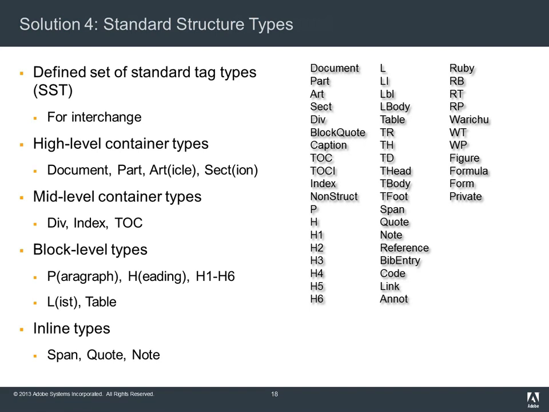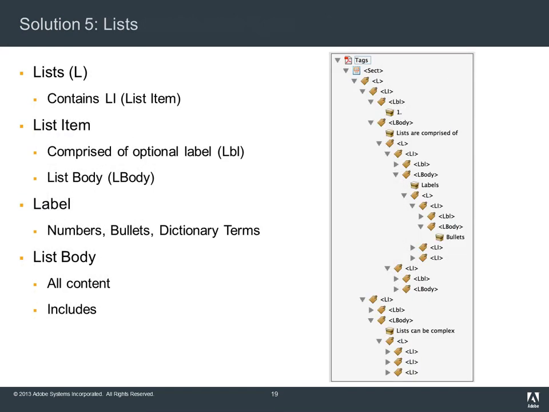But we have divs for non-structural segments of content, indexes, table of contents. At the block level types, we have paragraphs, headings, numbered headings. We have lists and tables. And we have some inline types that actually mark up the content in the page, things like spans, quotes, notes. So the simple content, such as paragraphs and headings, I think are reasonably intuitive and people figure out how to tag those pretty obviously. Lists actually are strangely enough a little bit more complicated. They have this structure. There are some choices to be made when tagging them.